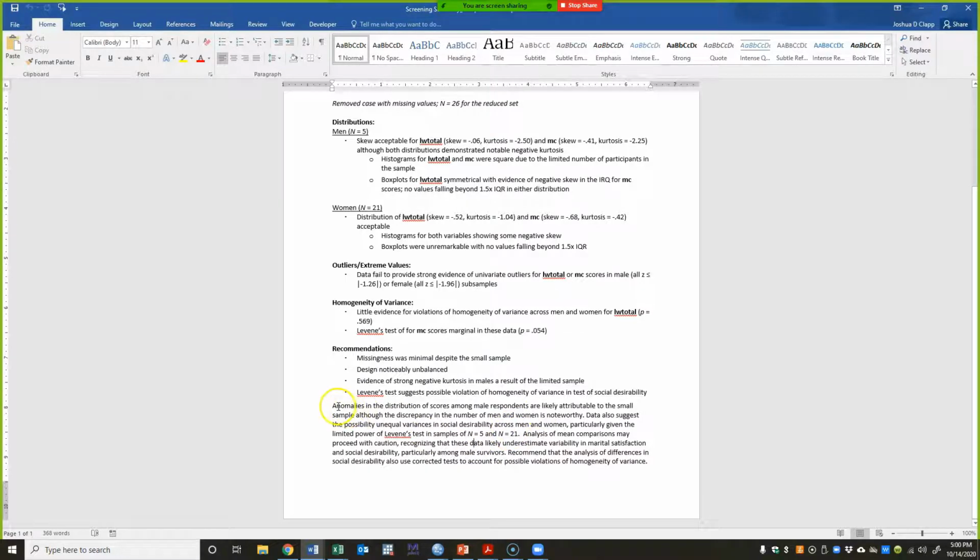And so then this is just my write-up, talking about what I'm seeing, whether or not it's a problem, kind of summarizing everything. I'm saying for analyses of mean comparisons, proceed with caution, recognizing that these data likely underestimate variability in marital satisfaction and social desirability, particularly in men. So you've got a sample of 5, right? Recommend analysis of differences in social desirability. Also use corrected tests for possible violations of homogeneity of variance. So just going through and tying this stuff together.